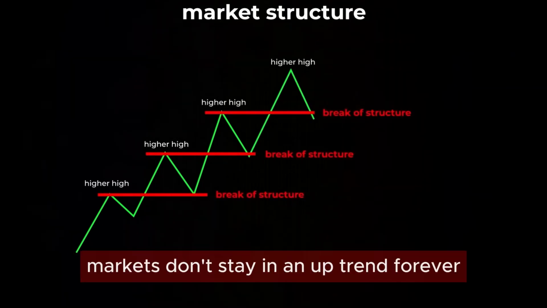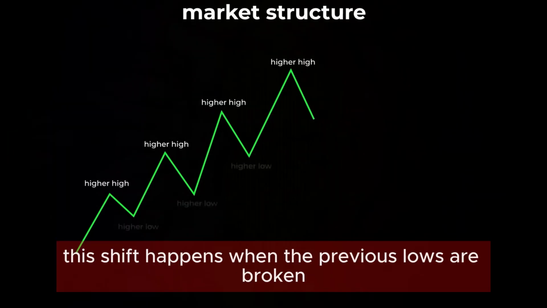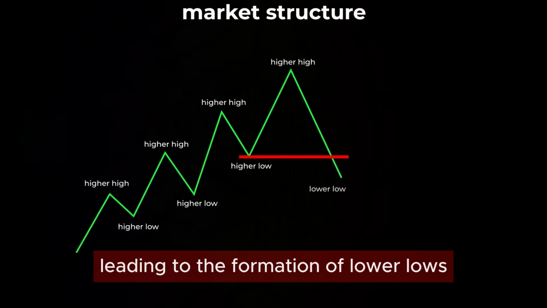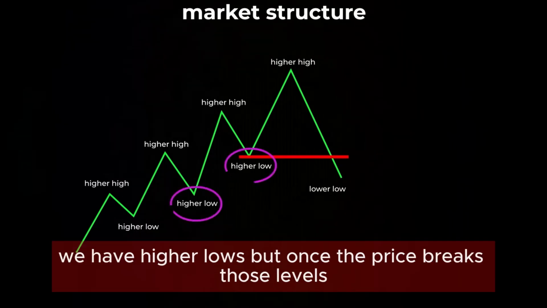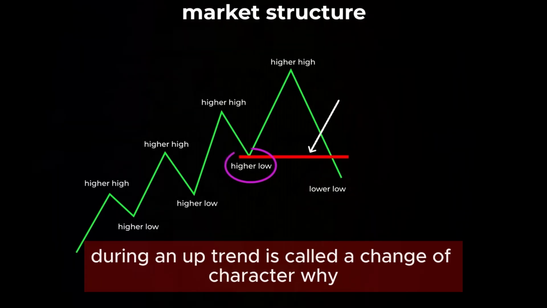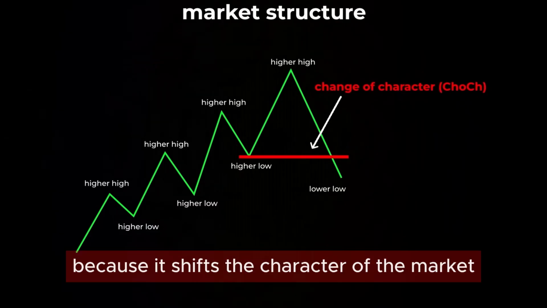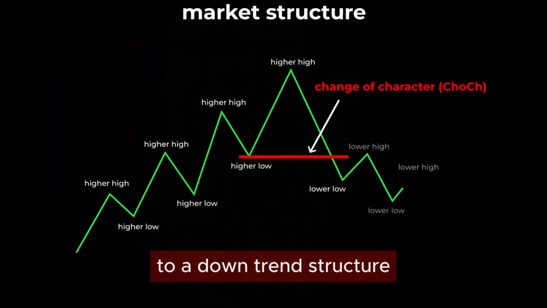Now, of course, markets don't stay in an uptrend forever. At some point, the trend will change. This shift happens when the previous lows are broken, leading to the formation of lower lows. Remember, before the break, we have higher lows. But once the price breaks those levels, they become lower lows. This break of the previous lows during an uptrend is called a change of character. Why? Because it shifts the character of the market from an uptrend structure to a downtrend structure, and the cycle repeats itself.